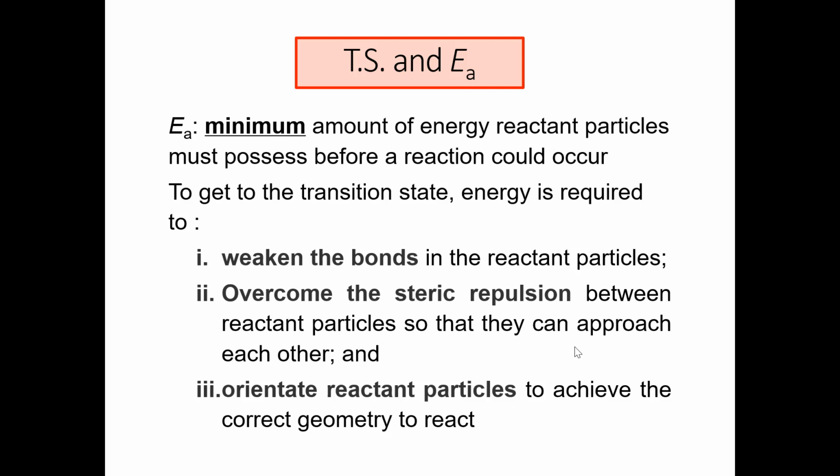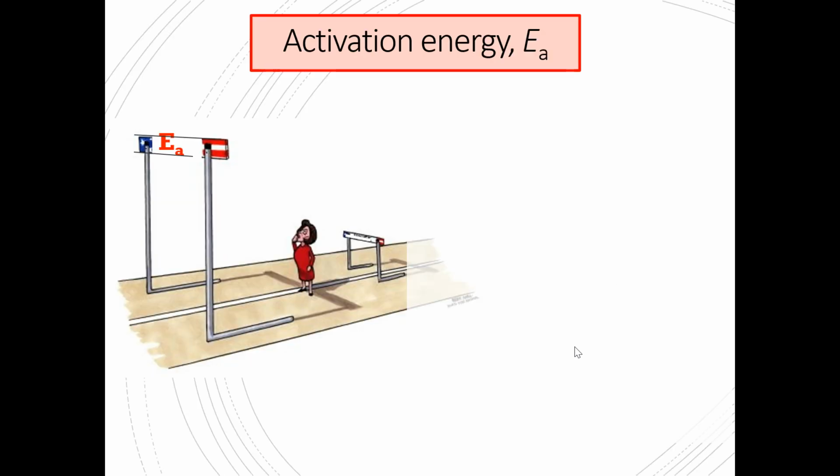Activation energy is a key term that we all must know. It is the minimum amount of energy reacting particles must possess before a reaction can proceed. To get to the transition state, energy is required to, number one, weaken the bonds in the reactant particles. Number two, overcome the steric repulsion between reactant particles so that they can approach each other. And number three, orientate reactant particles to achieve the correct geometry to react. So that is why there is a minimum amount of energy required. What is our understanding of activation energy?